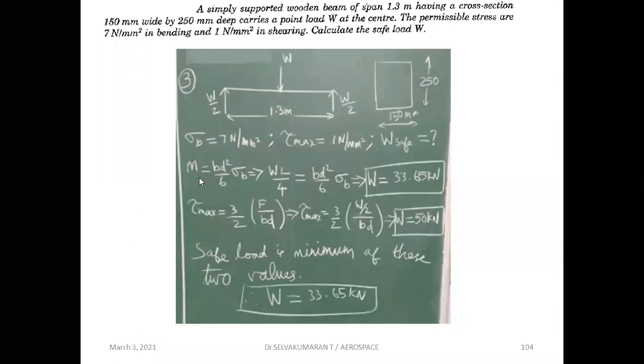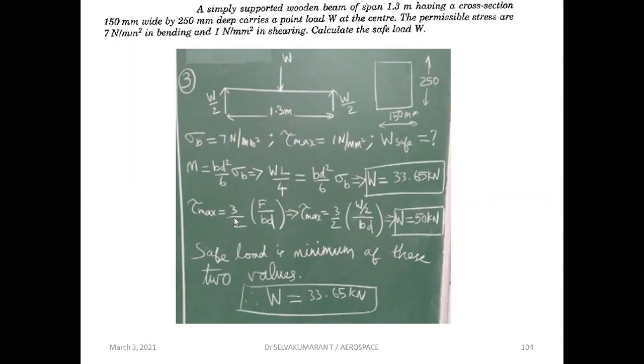So as we have seen in the previous problem, M is equal to BD square by 6 into sigma B, and M is WL by 4. Substitute sigma B, the B value, D value, and length, and find W. So W is coming out to be 33.65 kilonewton. I have converted Newton to kilonewton. So by considering the bending stress, you get the W value to be 33.65 kilonewton.